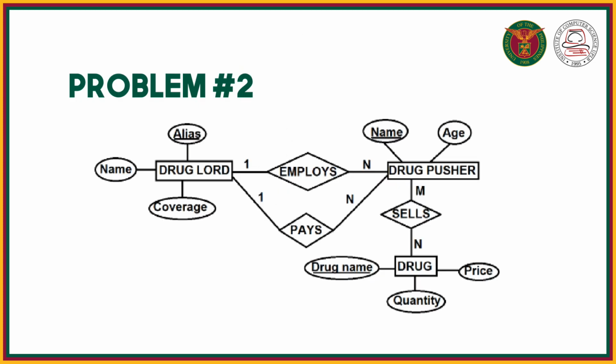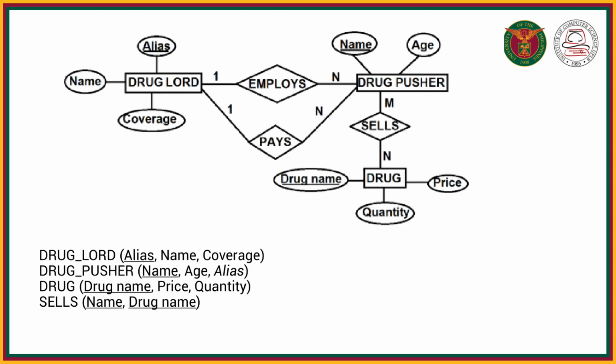Now, our next problem, we have your drug lord employs drug pusher. And then drug lord pays drug pusher. And drug pusher sells drug. So let's try to model this as a relational table. So first, let's create a relation for drug lord. And then we have your alias as our primary key. We have name and coverage. So yun lang yung attribute ng ating drug lord.